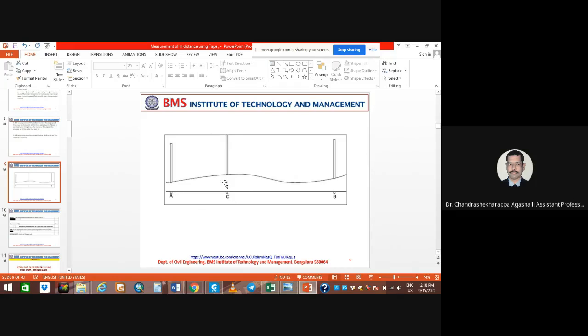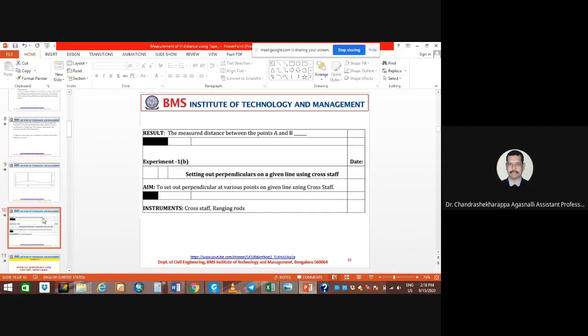So altogether it's 30 meters. So A plus C and C plus B, altogether it's a 30-meter length. This is how you can fix this here.